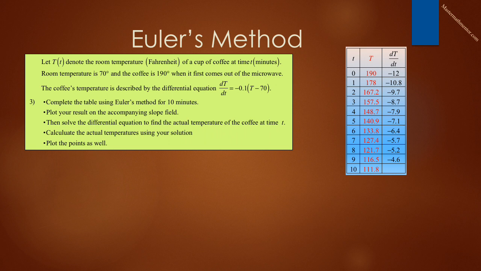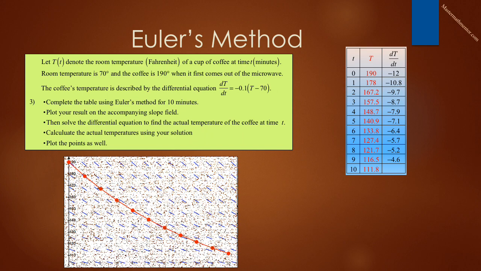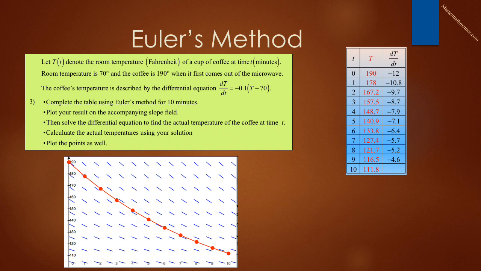Our next value of dT/dt is equal to negative 10.8. And therefore, to get the next value of capital T, we simply add negative 10.8 to the 178. So as we complete the chart, we will simply be adding the values of dT/dt onto the current values of T. And we get all the points shown in red. We are given a slope field, and now we plot the points, connecting them with straight lines. And we see that the points do a very good job of following the slope field.